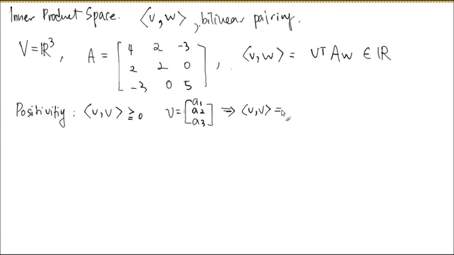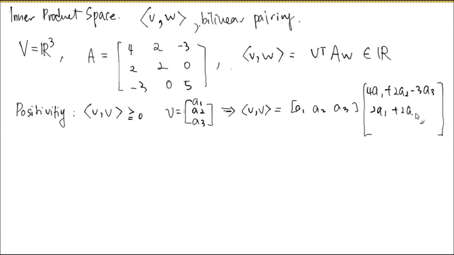Okay, so here the pairing of V with itself is going to be A1, A2, A3. Let's see, A1, A2, A3 is here, right? Is 4A1, 2A2, -3A3. Did I have this right? Okay, so here's 2A1, 2A2, 0, and -3A1, 0, and 5A3, right? This number, and then this is going to be multiplied here. This is really a dot product at this stage. This first component is multiplied there, second component multiplied there, third component multiplied there. It's really the dot product. You see what happens here?